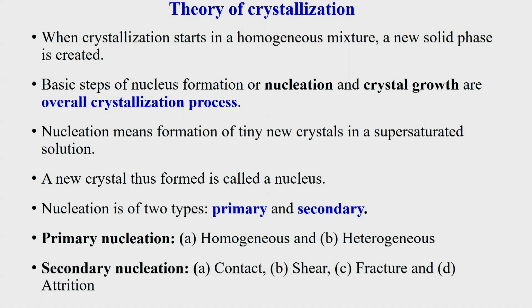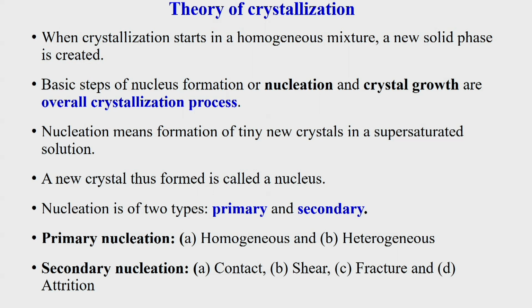Now we will be discussing the theory of crystallization. When crystallization starts in a homogeneous mixture, a new phase is created. The basic steps of nucleus formation, or nucleation, and crystal growth make up the overall crystallization process. In the beginning we need to make supersaturation by any means, then we have nucleation, and once nucleation is done, crystal growth follows. The combination of nucleation and crystal growth is called the crystallization process.